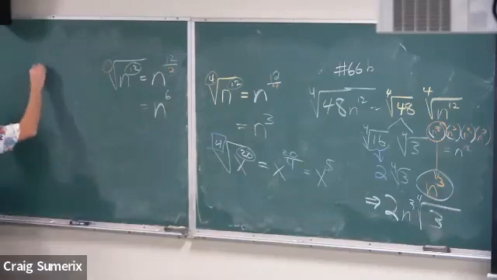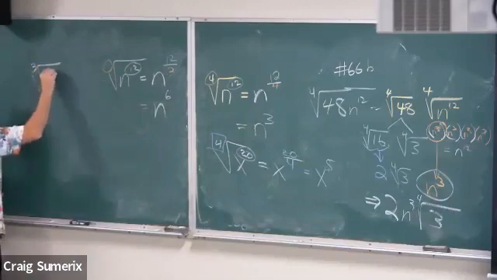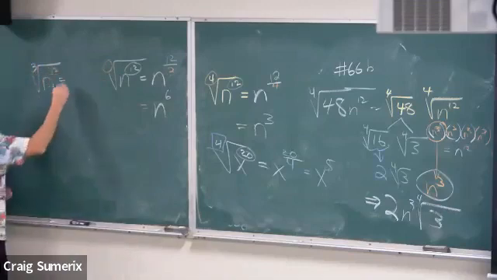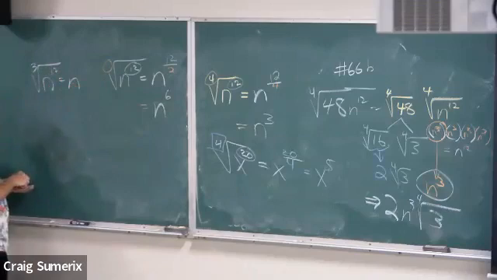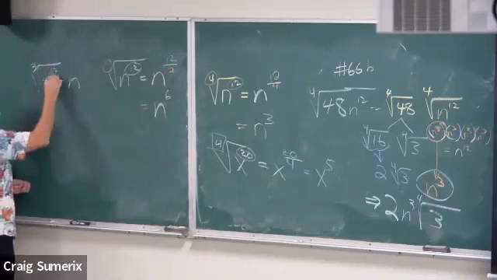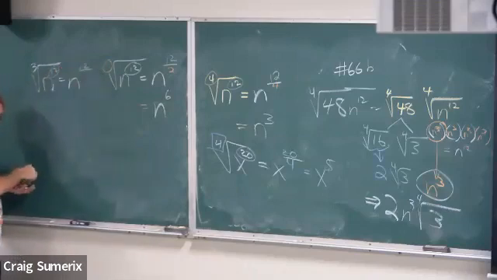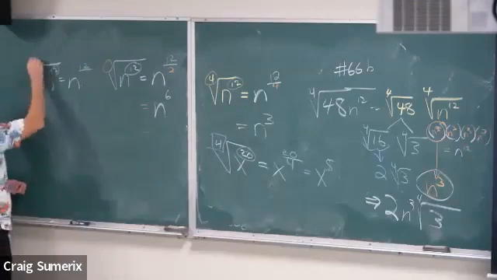And if it was the third root of n to the 12th, this is really handy for this. It would be 12 over 3.